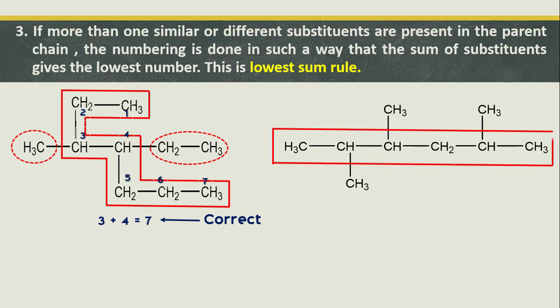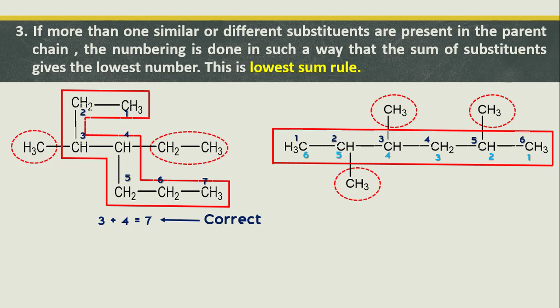All of them are methyl groups. However, there are two possibilities. Both methyl groups lie on the second position from either end of the chain. Okay, there are two possibilities of numbering, from the front end and from the back end.